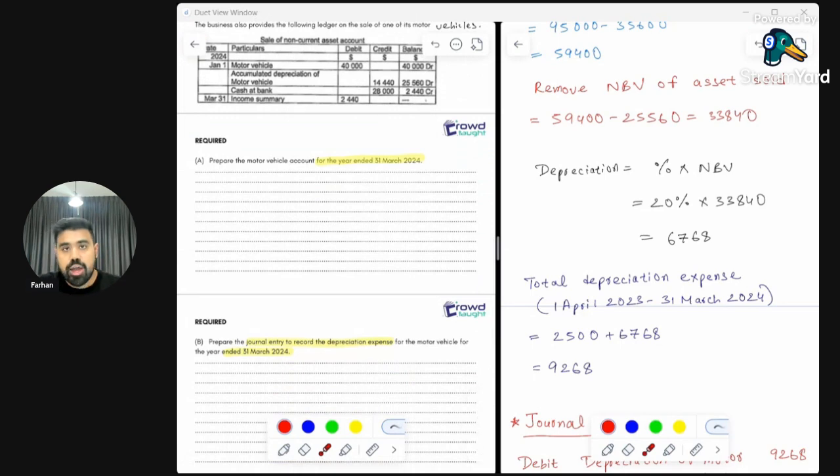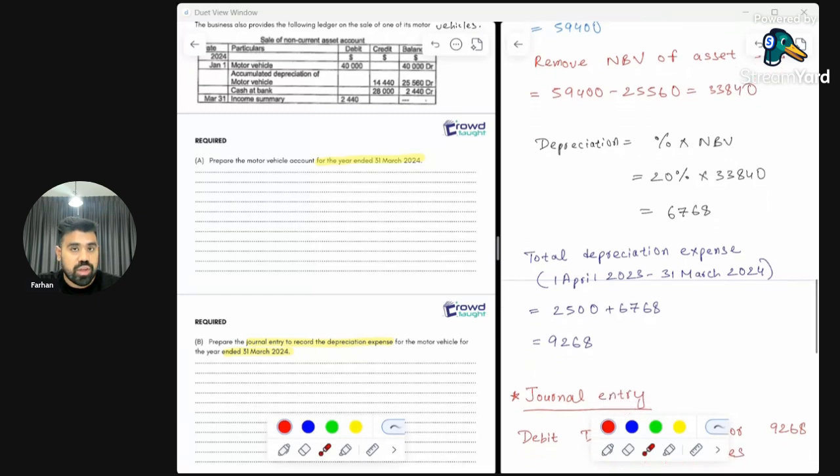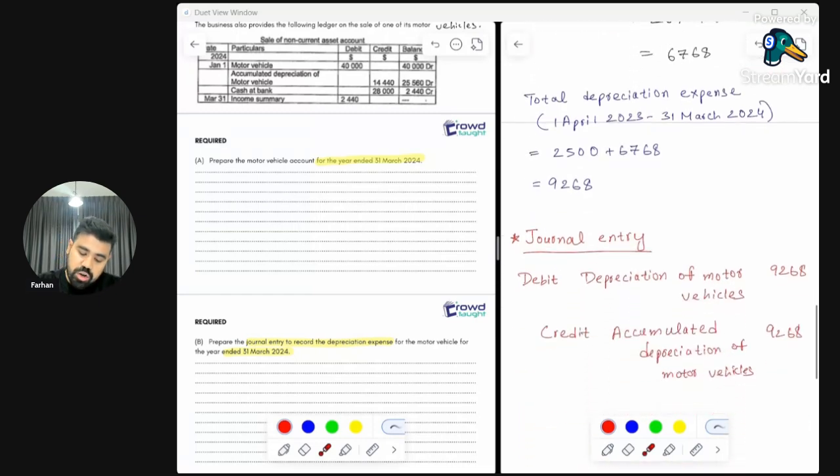Remember, every time we have depreciation expense incurred, we journalize it the same way. We always debit the depreciation expense account, which is an expense account, and all expenses by default are debited when they increase. So we debit the depreciation of motor vehicles expense account by $9,268, and we always credit the accumulated depreciation account. In this case, it's the accumulated depreciation of motor vehicles account, and the amount is $9,268.